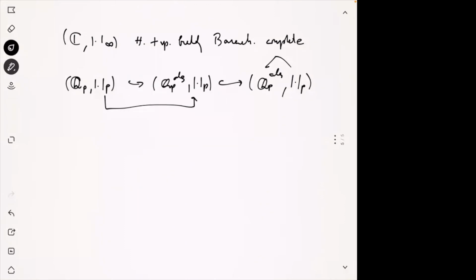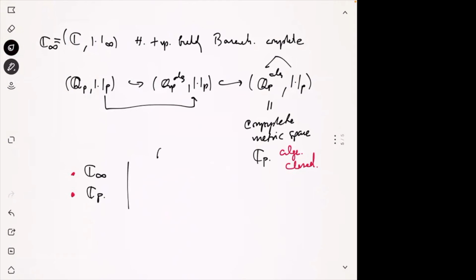The big deal is that this is a complete metric space, which I will call CP. It is also a fact that it remains algebraically closed. Okay. So we have two fundamental objects, which is C infinity and which is CP.